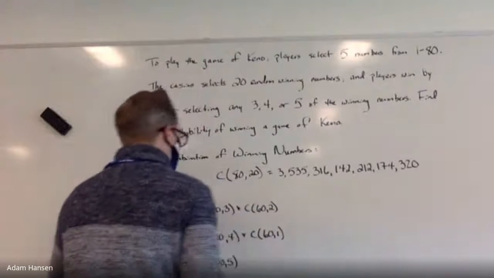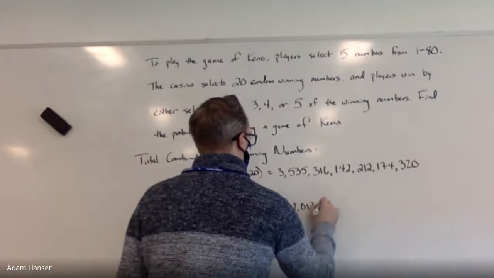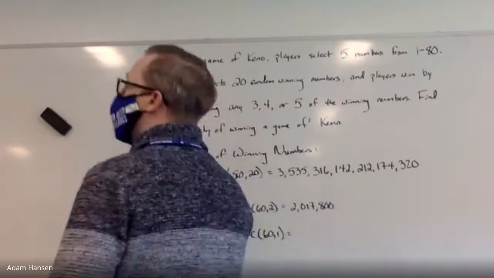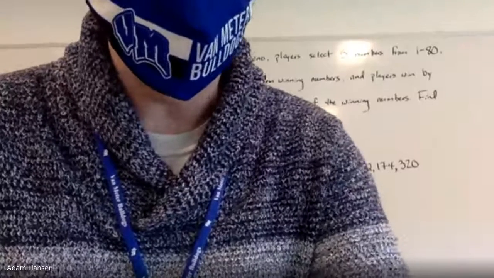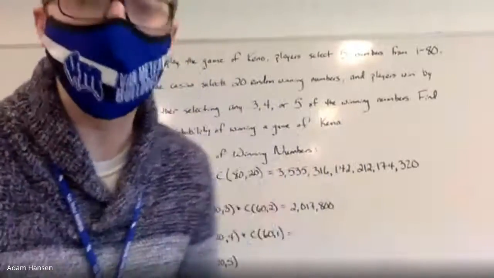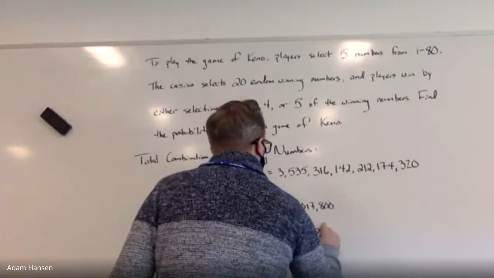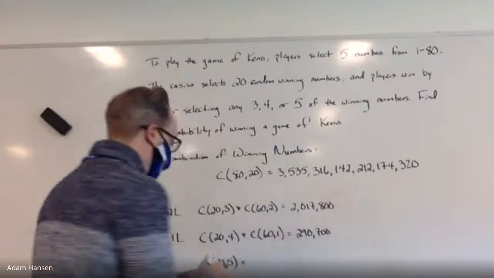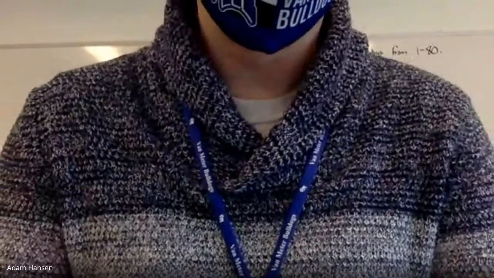2,017,800. 20 choose 4 and 1 way to lose, 29,700. And then 20 choose 5, 15,504.